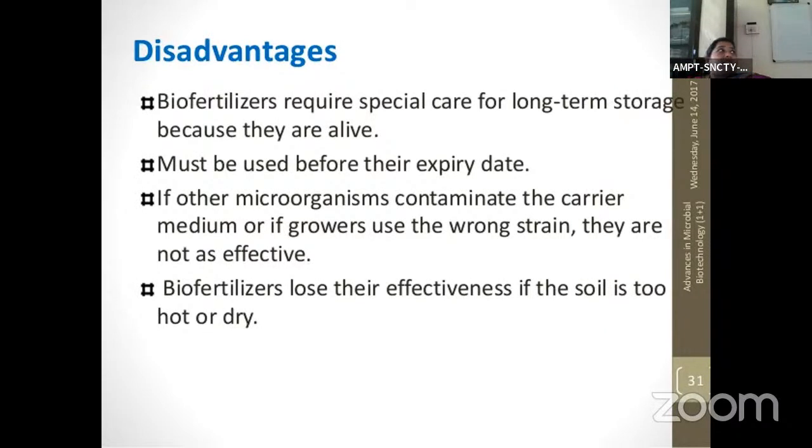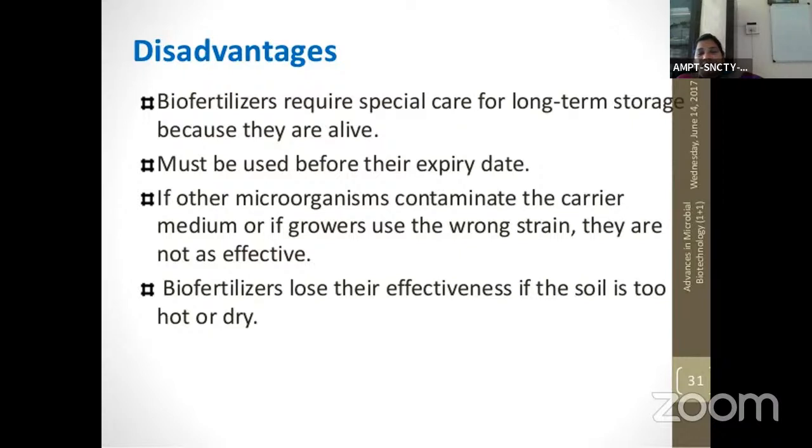Some disadvantages are there with biofertilizer technology. Biofertilizers require special care for long-term storage because they contain live microorganisms. They must be used before their expiry date, because whatever expiry date is mentioned, we should use before that. Otherwise, they may not be in active form and may not give any result.